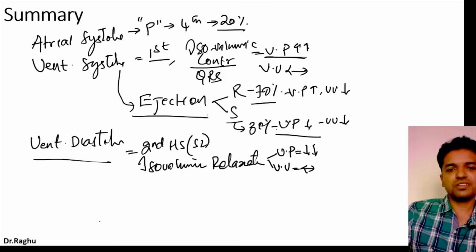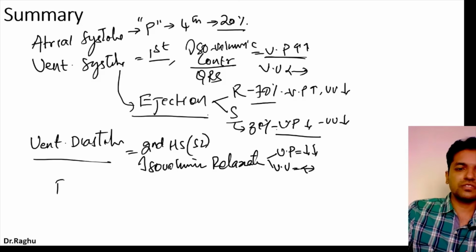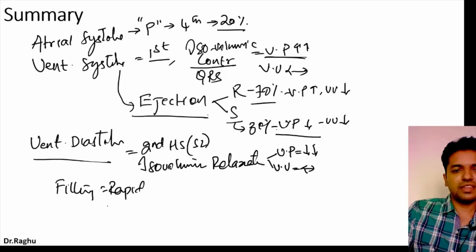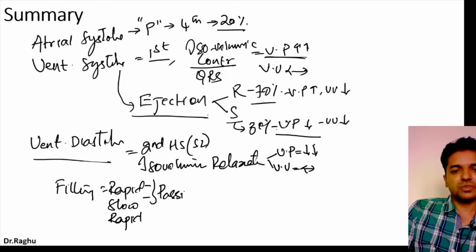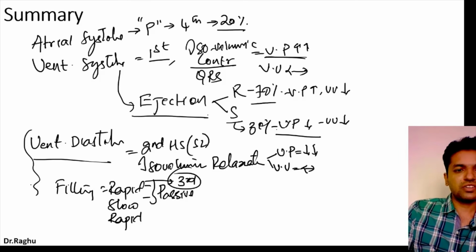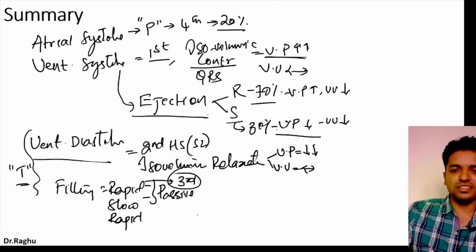After the isovolumic relaxation phase, the atrioventricular valves are opening and then there is filling of the ventricles. There is rapid filling and then there is slow filling and again there is rapid filling. The first rapid and slow filling are occurring passively and the rapid filling is the one which is resulting in the third heart sound, and the ventricular diastole is corresponding with the T wave of the ECG.